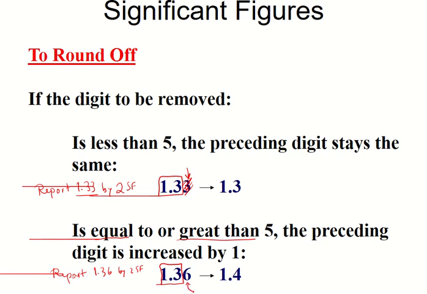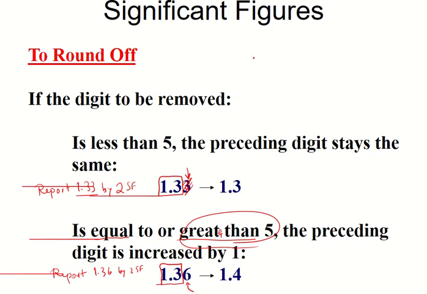This digit is 6, which is greater than 5. So if it's greater than 5, you just need to round up. So it means 1.4. This is the rule we apply to solve our problems when we have sig figs.